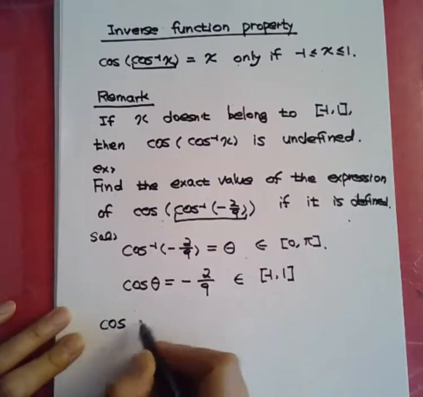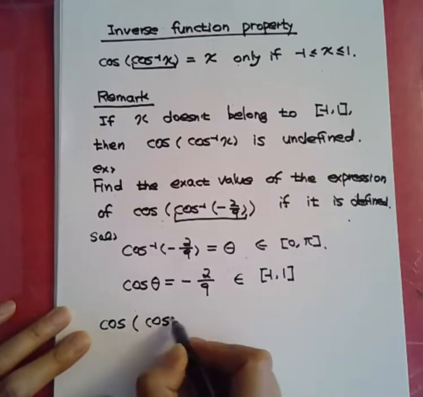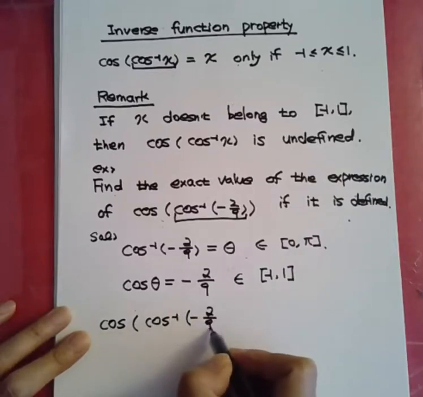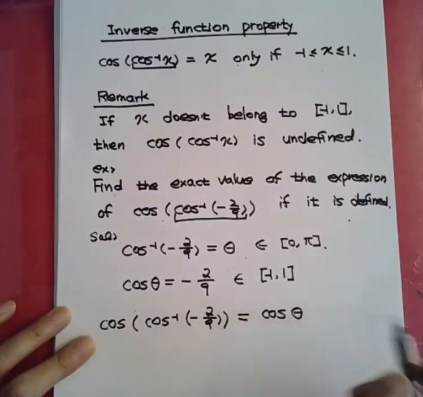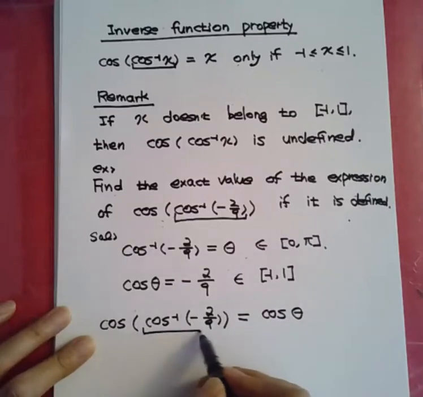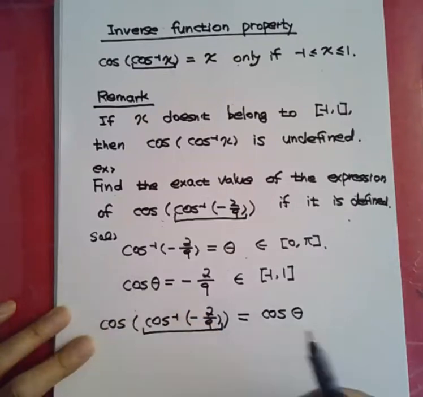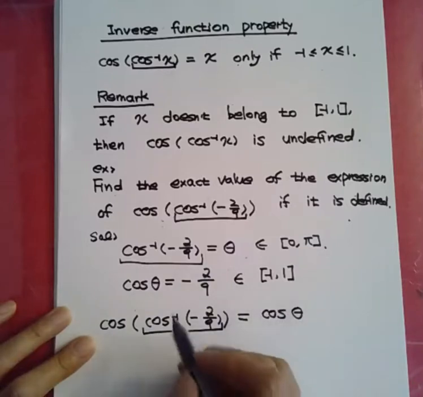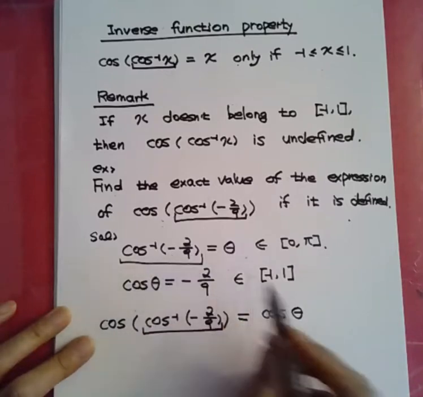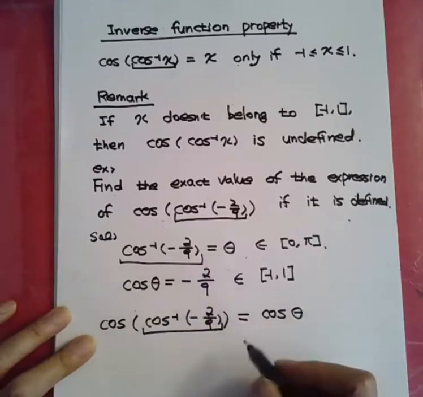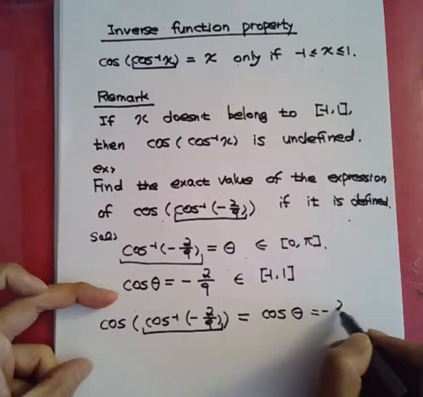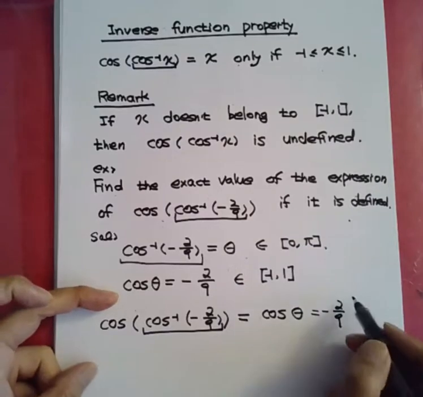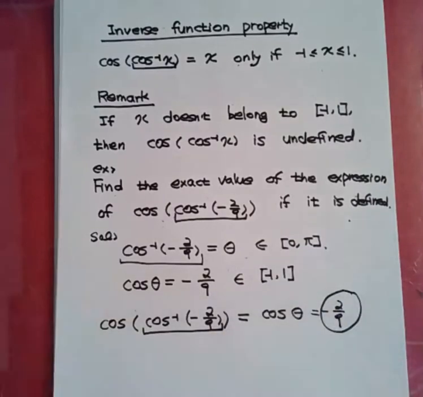Let's rewrite what is given. Cosine of cosine inverse of minus 2 over 9. Then we can rewrite that as cosine of theta. What we do is just the substitution. Cosine inverse of minus 2 over 9 was theta, so instead of cosine inverse of minus 2 over 9, we are writing theta. And in the second line, cosine of theta was minus 2 over 9. That is a valid answer. So the final answer is minus 2 over 9.